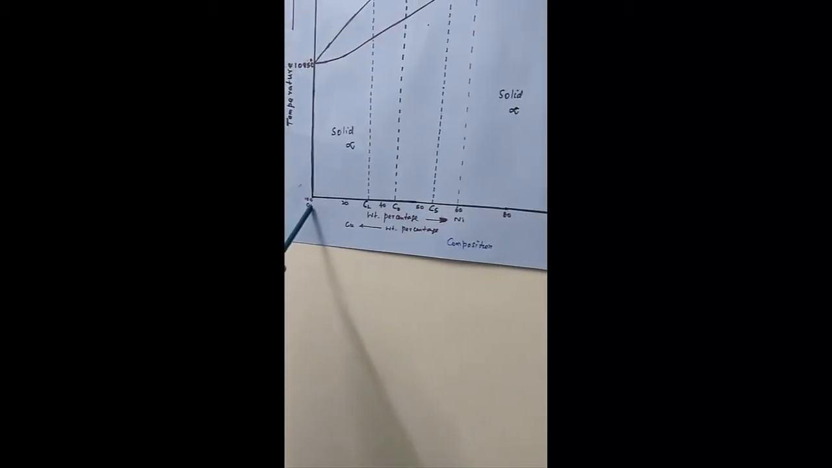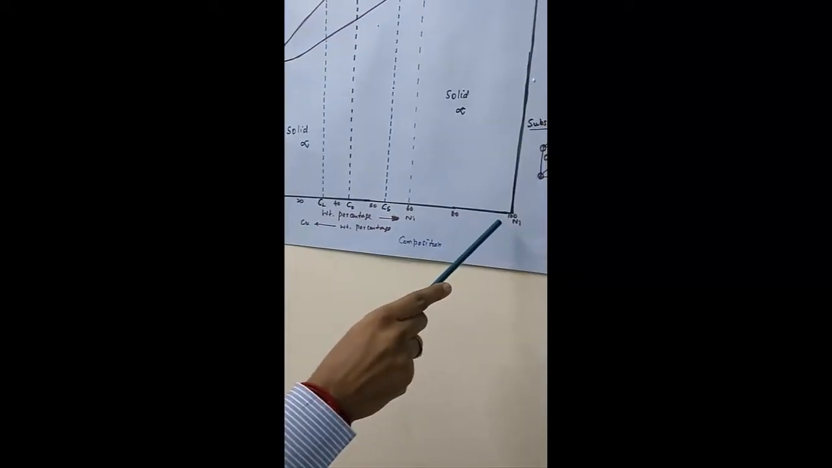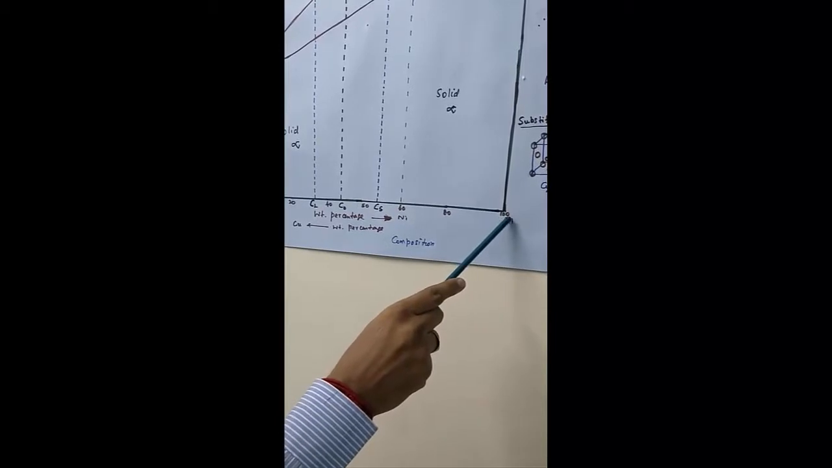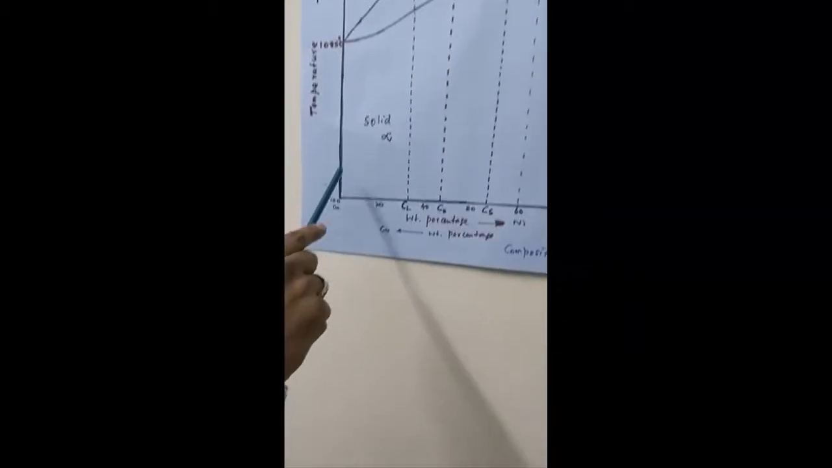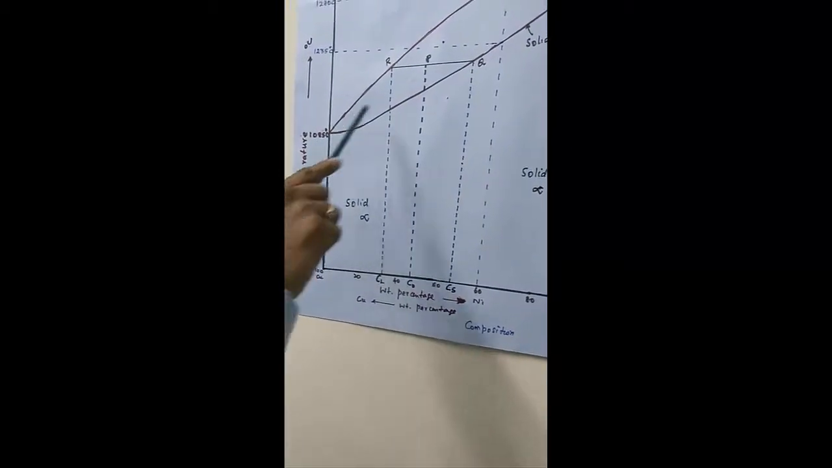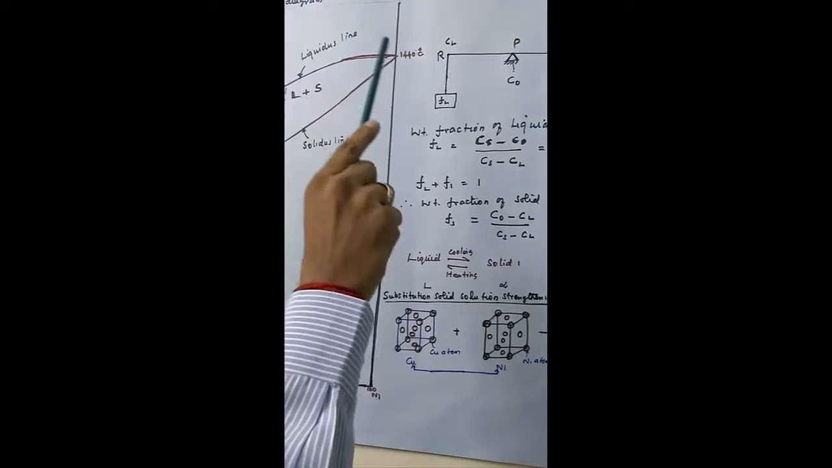The composition of the copper decreases from left to right, and the composition of the nickel decreases from right to left. So here it is 100% nickel, here it is 100% copper. The melting point of copper is 1085 degrees centigrade, and the melting point of nickel is 1440 degrees centigrade.